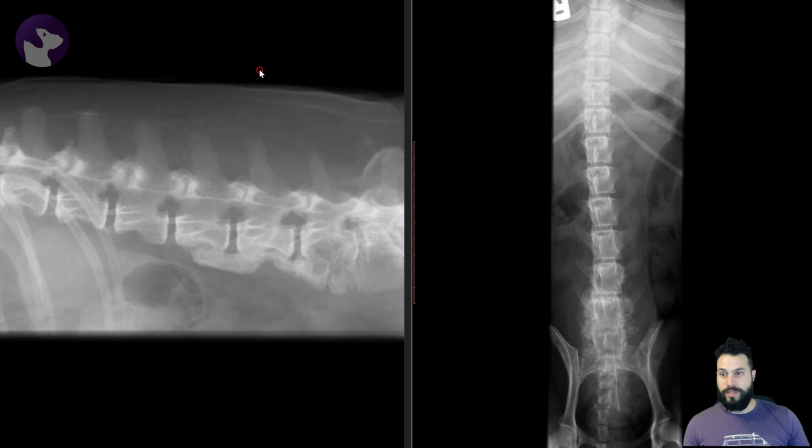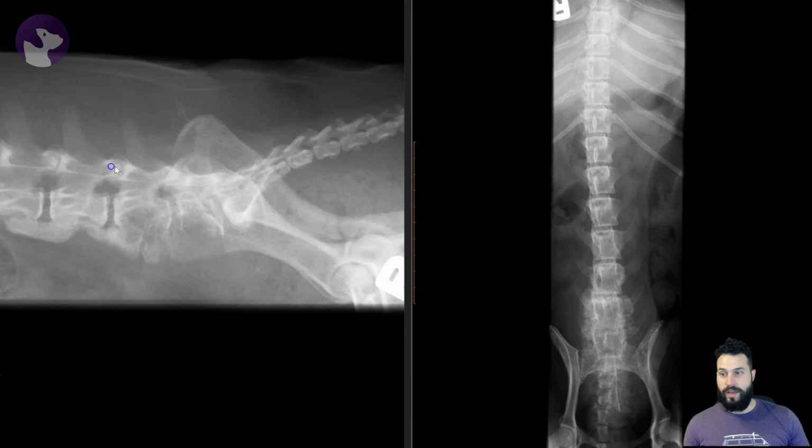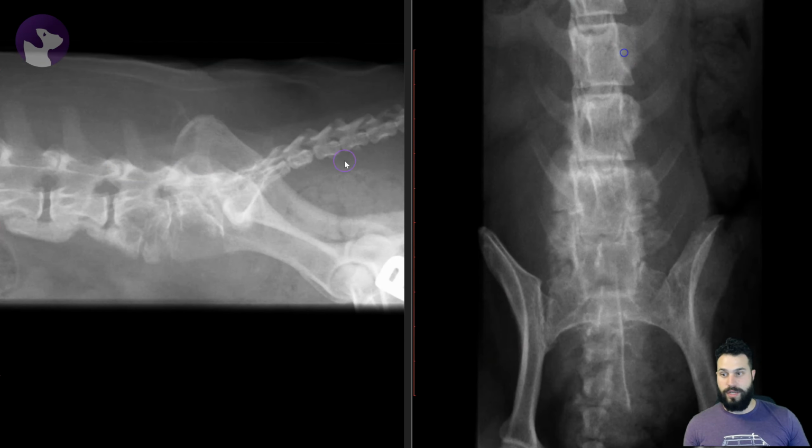And what we can notice in this instance is that there is some lysis present at the level of L6 and L7. So this patient has an aggressive osseous lesion of L6 and L7, predominantly characterized by lysis, with some additional osseous proliferation along these margins.